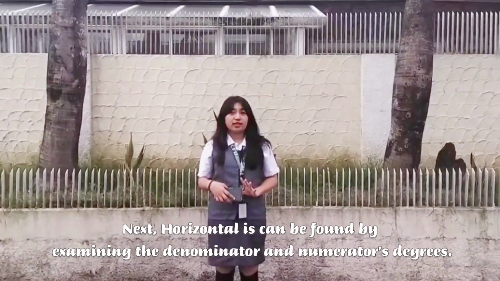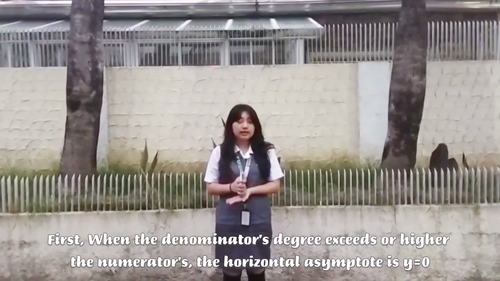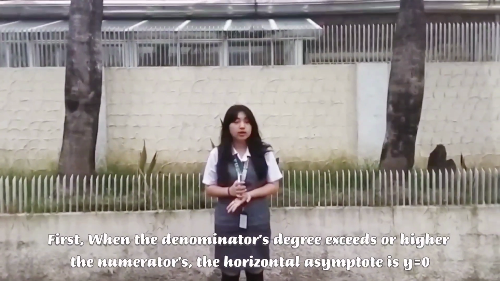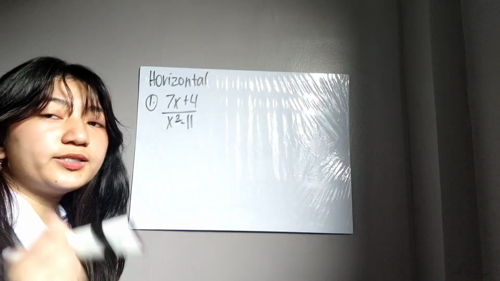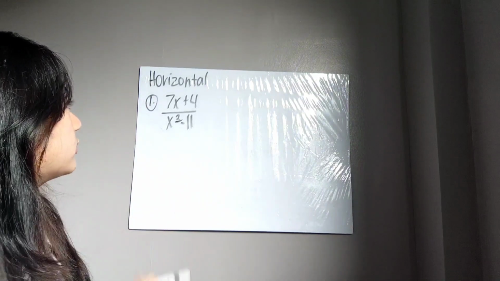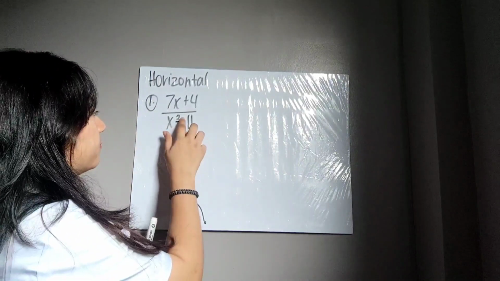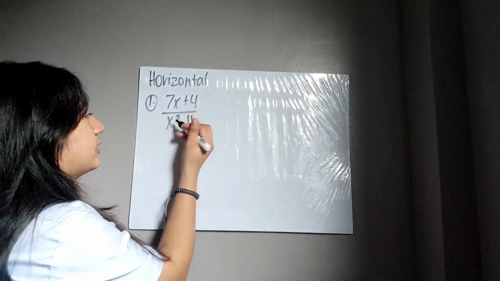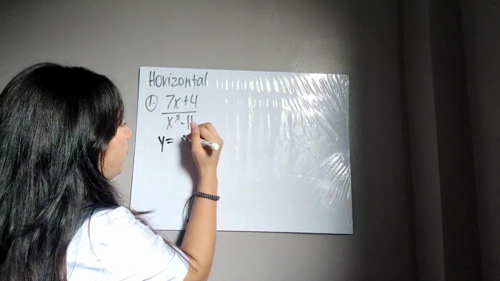Next, horizontal. It can be found by examining the degrees of the denominator and numerator. First, when the denominator's degree exceeds or is higher than the numerator's, the horizontal asymptote is y is equal to 0. So, here's the example of horizontal. Gagamitin natin yung kaganinang equation, which is 7x plus 4 over x squared minus 11. Base doon sa rule number 1 ng horizontal, pag mas mataas ang degree ng denominator, ang magiging sagot ay y is equal to 0.